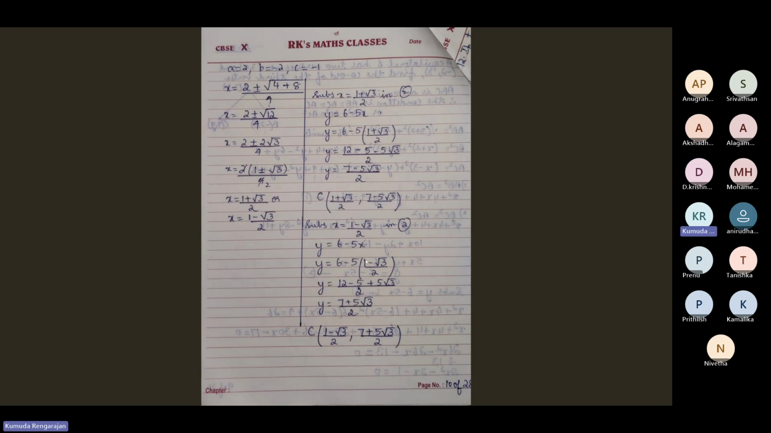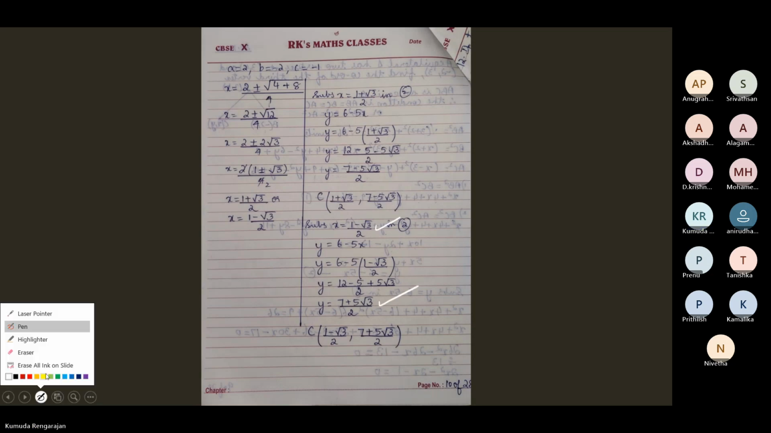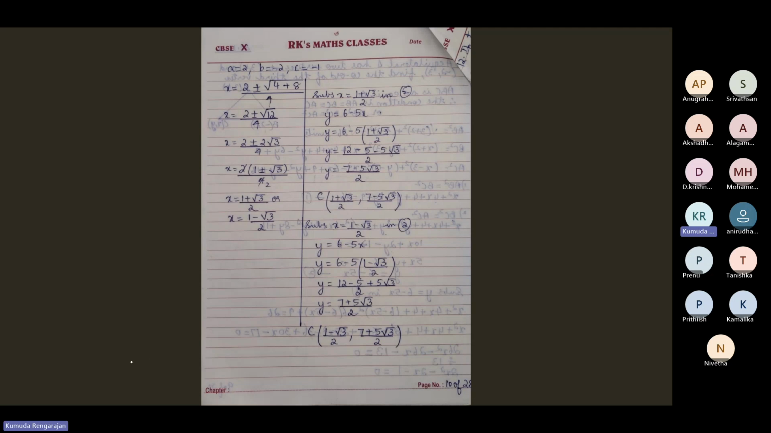So same thing. 6 minus 5x, in place of x, use 1 minus root 3 by 2, LCM, and yeah. So when x is 1 minus root 3 by 2, y is 7 plus 5 root 3 by 2. So these are the coordinates of C. This is an equilateral triangle. We were given the coordinates of A and B, and we had to find the coordinates of C. So C can take these coordinates or these coordinates.